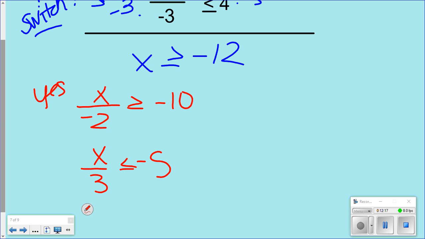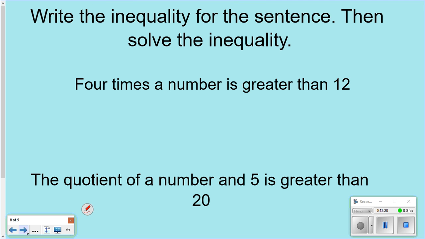The last one I'm going to talk about today is writing them like we did the other day. If you could write them yesterday, you can write them today. But remember, today we're only multiplying or dividing on one side, not adding or subtracting. So this says 4 times a number is greater than 12. What's the key word in there for the sign? Greater than. So greater than 12. Okay, now what does this look like?